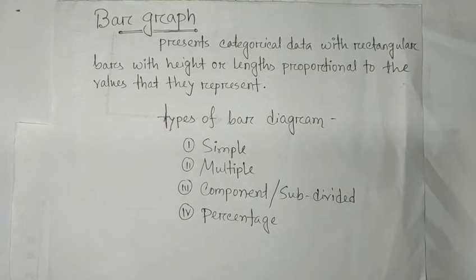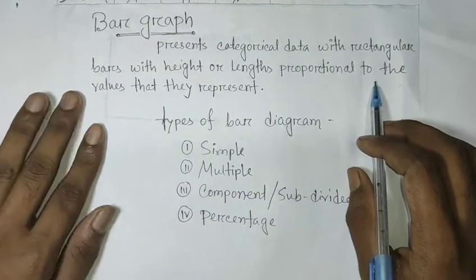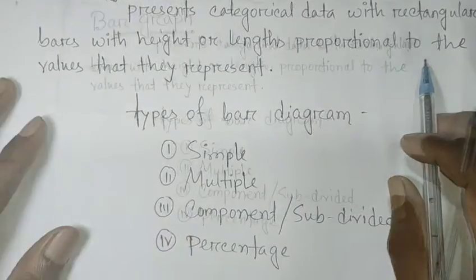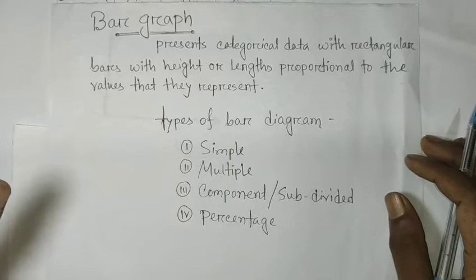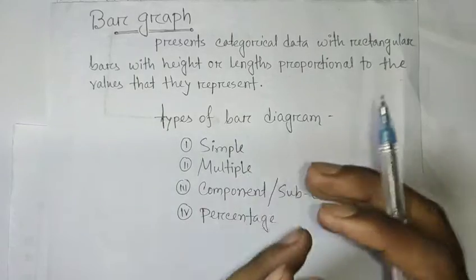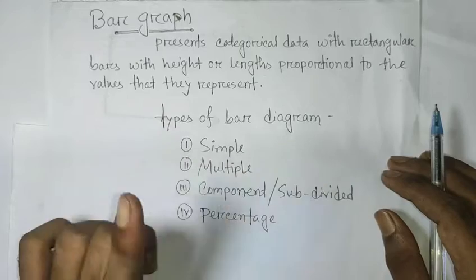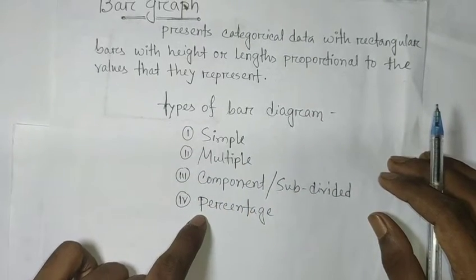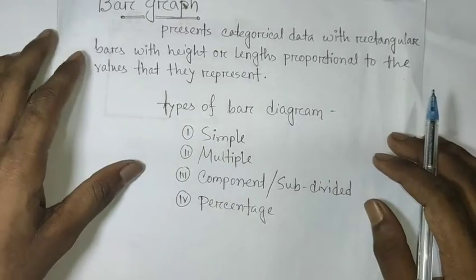A bar graph represents categorical data with rectangular bars with height or length proportional to the values that they represent. That means a bar graph consists of some bars. In a short sentence, a bar represents the variable value. The common kinds are simple bar diagram, multiple bar diagram, component or subdivided bar diagram, and percentage bar diagram. Without wasting much time, let's start some examples.